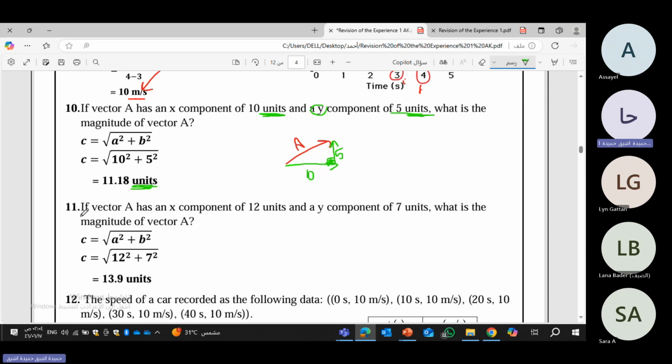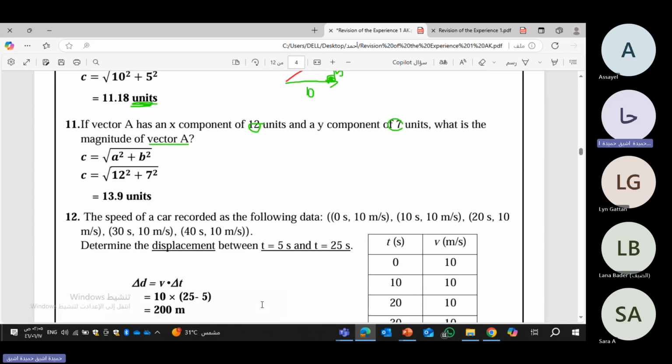Okay, question 11 is actually the same, but with different numbers. So you have 12 and you have 7, and you have to find vector A, the same way. So 12 squared plus 7 squared, and then you take the square root, and you will get the number with your calculator. Girls, while you are solving the question, be sure you got the same numbers. If you are getting different numbers, it means there's a problem in your calculator or something is missing. So you have to fix it. Okay? I can fix your calculator if you want, inshallah, tomorrow in the morning.